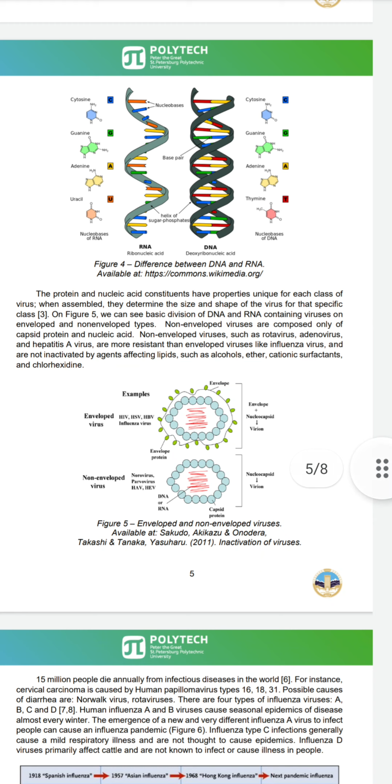The protein and nucleic acid constituents have properties unique for each class of virus. When assembled, they determine the size and shape of the virus for that specific class. On figure 5, we can see the basic division of DNA and RNA containing viruses into enveloped and non-enveloped types. Non-enveloped viruses are composed only of capsid protein and nucleic acid.